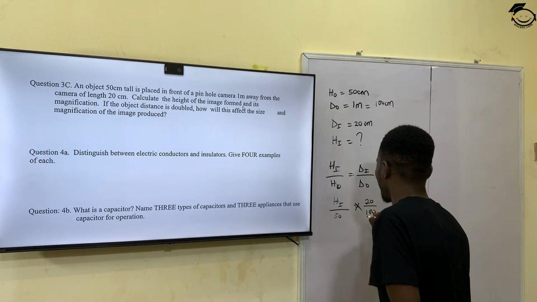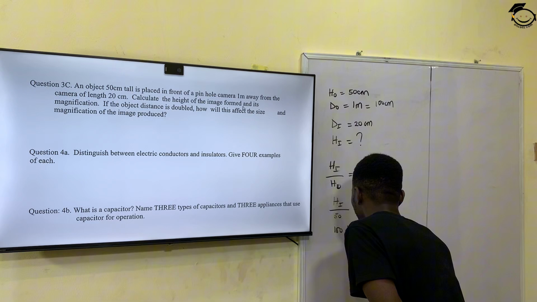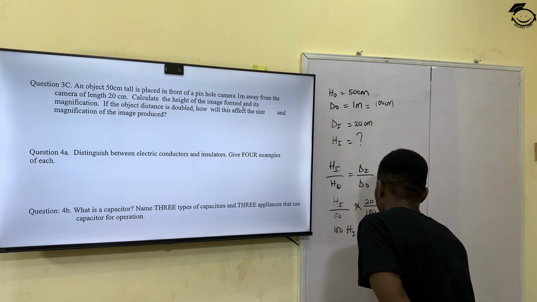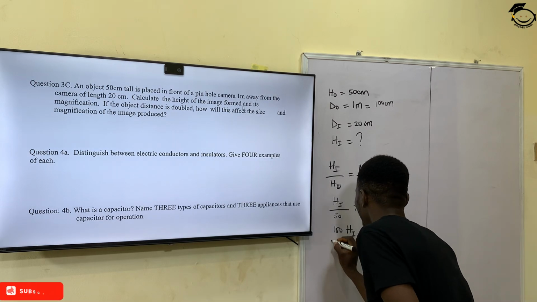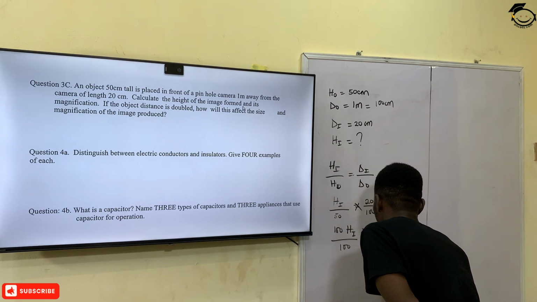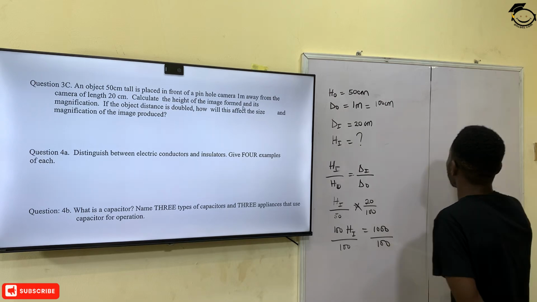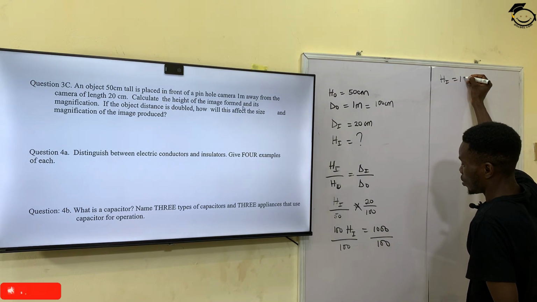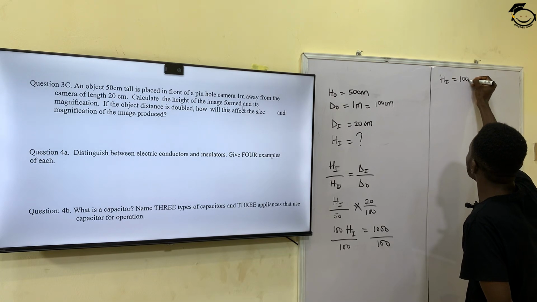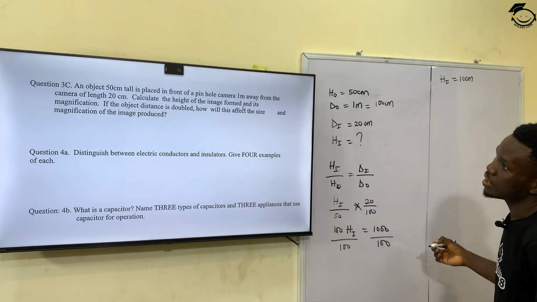So if I cross multiply here, it means I have 100 times image height is equal to 1000. So if I divide both sides by 100, this means that my image height here is 10 centimeters. So the image height is 10 centimeters.